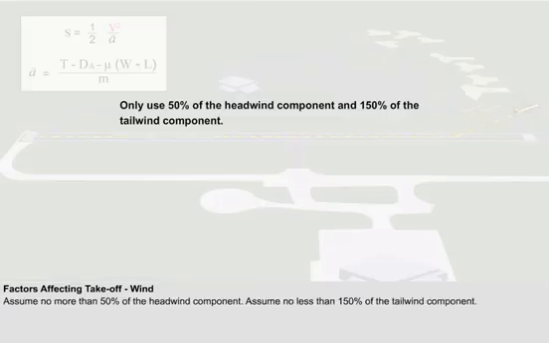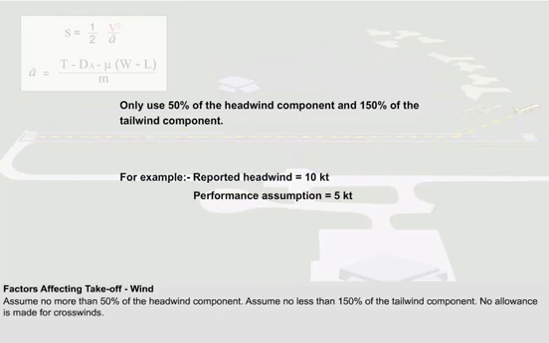When calculating takeoff distances, it is recommended that you only assume no more than 50% of the headwind component and no less than 150% of the tailwind component. As an example, if the wind were reported to be a 10-knot headwind, only assume 50% of this, which is 5 knots. An important note is that there is no allowance for crosswinds and therefore no safety factor for crosswinds.